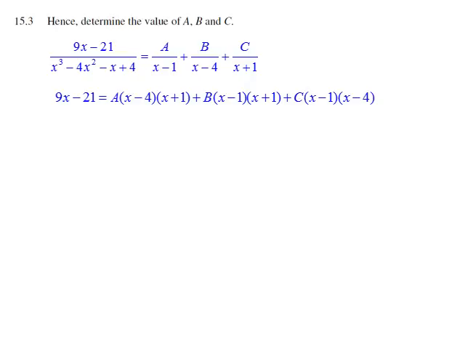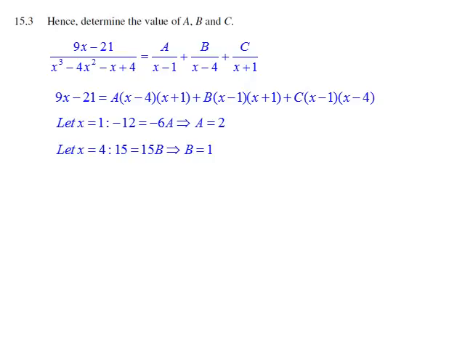Since we have all linear factors, it will be easiest to find the values of A, B, and C by choosing our x values as 1, as 4, and as minus 1. So if I let x equal 1, then the B term and the C term will become 0. If I substitute 1 on the left-hand side, it will give me a negative 12. If I substitute it on the right-hand side, it will give me negative 6A. So from that, I can determine that A is equal to 2.